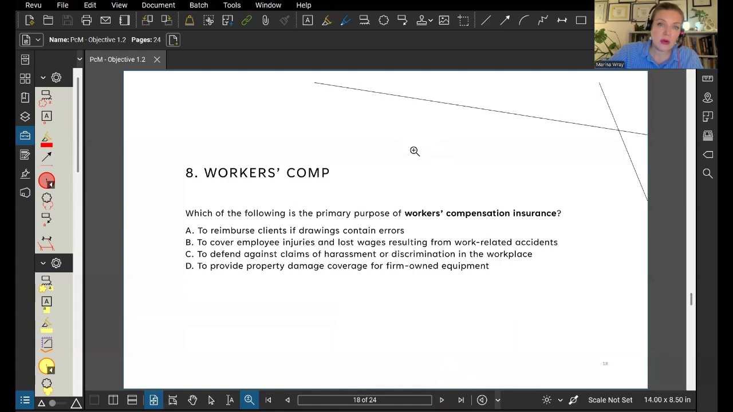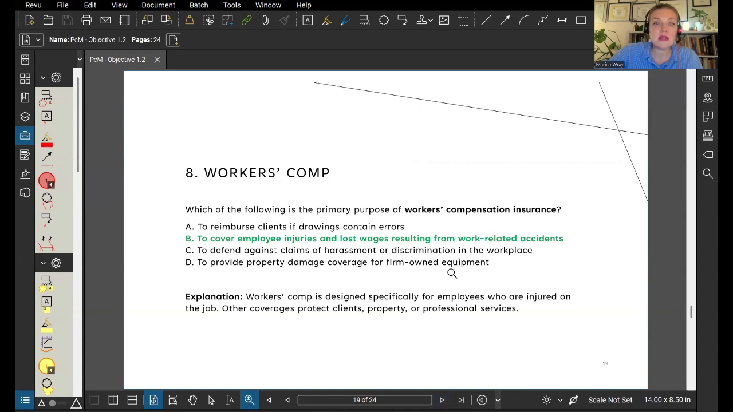All right, let's go to our question number 8, and that's the workers' comp. Which of the following is the primary purpose of workers' compensation insurance? A, to reimburse clients if drawings contain errors. B, to cover employee injuries and lost wages resulting from work-related accidents. C, to defend against claims of harassment or discrimination in the workplace. Or D, to provide property damage coverage for firm-owned equipment.